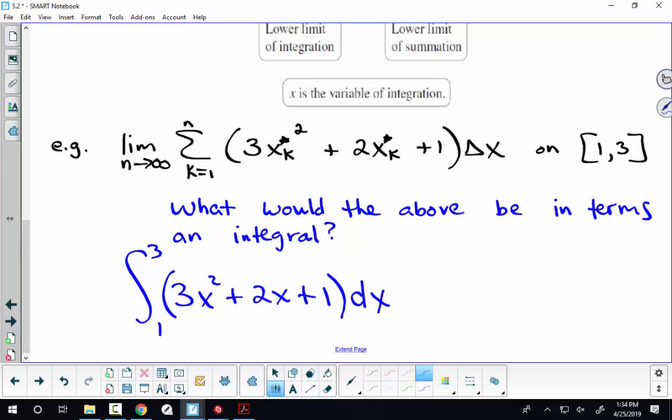So now we know what that means. The specific example says, if I look at the function 3x squared plus 2x plus 1 on the interval from 1 to 3, then this right here is my Riemann sum, the limit as n goes to infinity of all of this, which gives me the net area between the function and the x-axis on that specified interval.